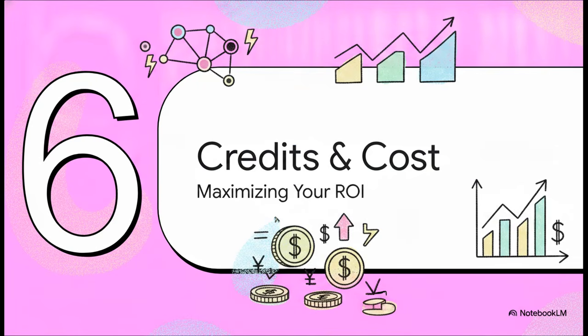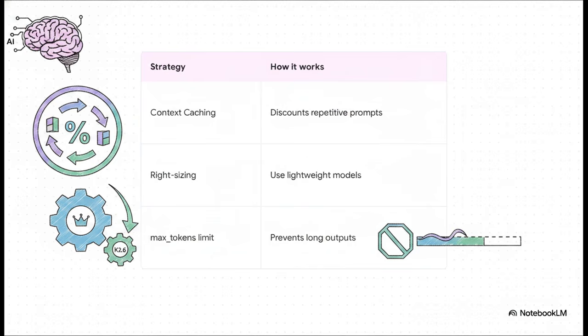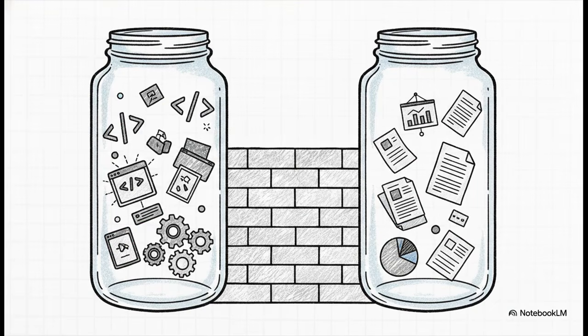Finally, Section 6, Credits and Cost Optimization. Let's make sure we are maximizing that ROI. Look, if you're building with the Kimi API, utilizing context caching is an absolute must. It caches those massive, repetitive system prompts and gives you a huge discount on those tokens, saving you a ton of money. Also, always right-size your models. Don't bring in the massive K3 model for a super simple task when the free K2.6 model can knock it out perfectly.